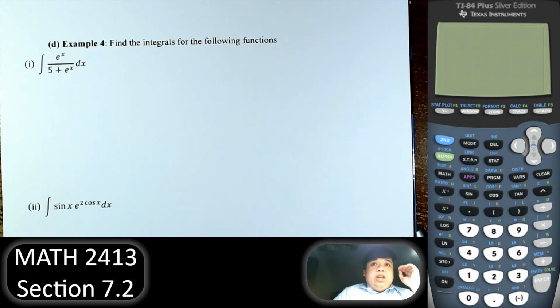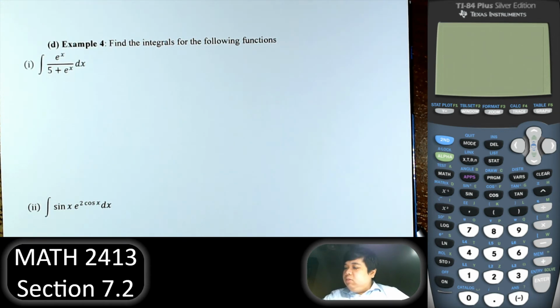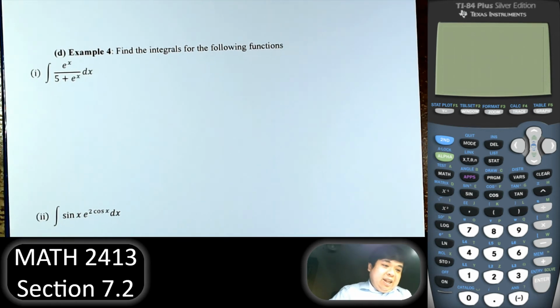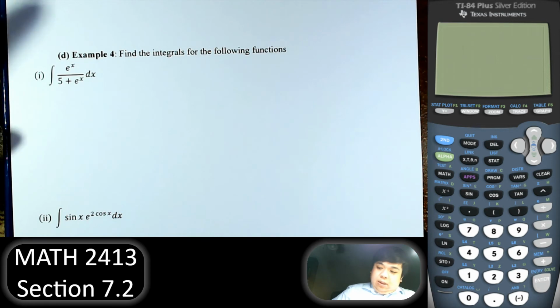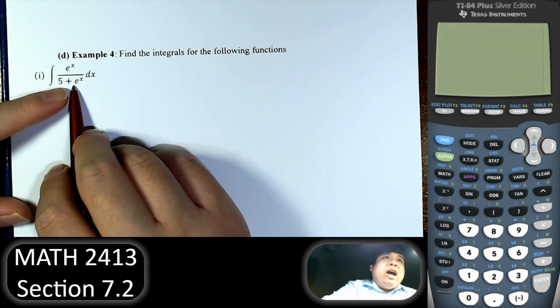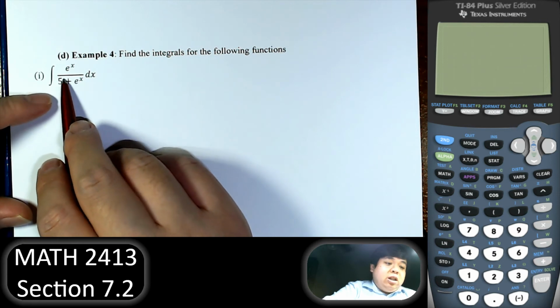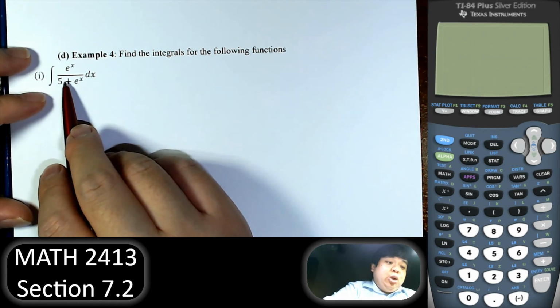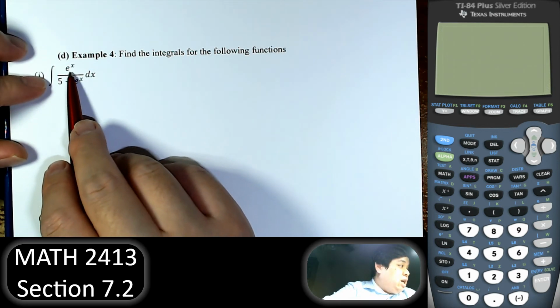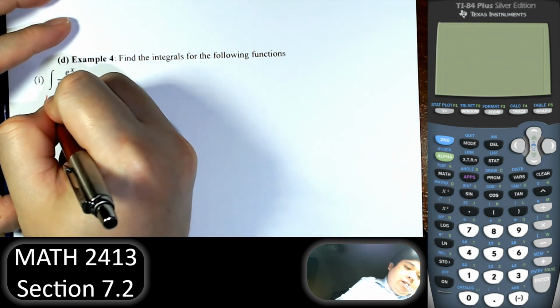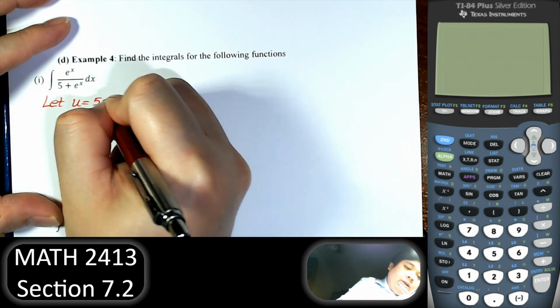So what we have is the integral of e to the x over 5 plus e to the x. Do we have any integral of that? No. Not much. So what do we do here? We have 5 plus e to the x. It looks like the reciprocal function, something divided by it, so we should let u equal the denominator. If u equals 5 plus e to the x, the derivative of that is e to the x, which cancels with this one. So we let u be 5 plus e to the x.